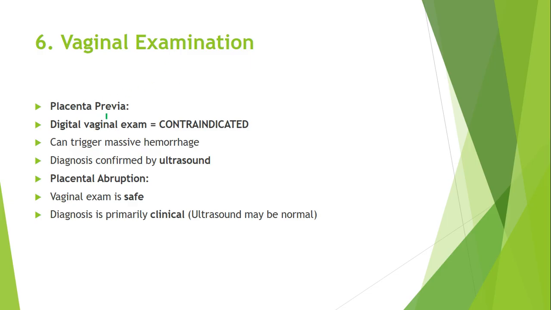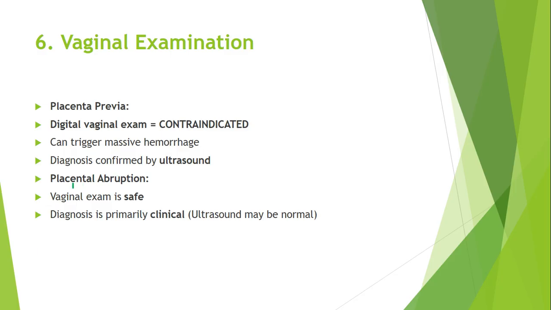So next is vaginal examination. In placenta previa, digital vaginal exam is contraindicated. It can trigger massive hemorrhage. Diagnosis is confirmed by ultrasound. So in a nutshell, in placenta previa, you don't do a digital vaginal exam because it is not allowed. And you should also know that placenta previa can trigger massive bleeding, and diagnosis is confirmed by an ultrasound.